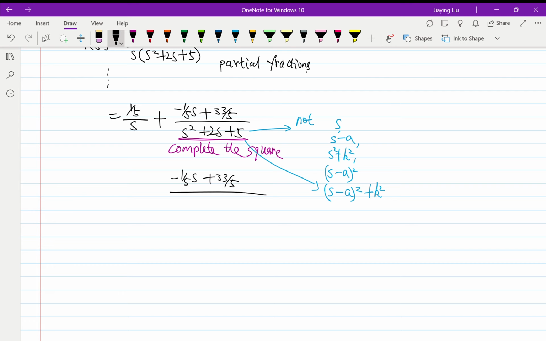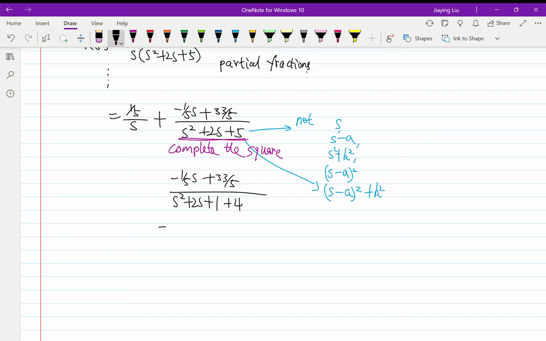If we complete the square in the denominator, we have S squared plus 2S. We need to add something to make a square. If you remember, it's going to add B over 2 squared. So B is 2, 2 over 2 is 1, 1 squared is 1. We need to add a 1. The good thing is that we have a 5, so we can pull a 1 from the 5. So the 5 becomes 1 plus 4. If we didn't have a 5 there, we would just add a 1 and a minus 1 at the same time.